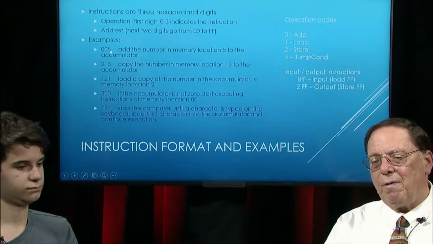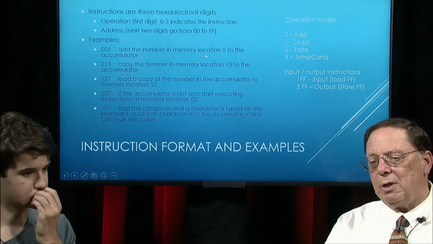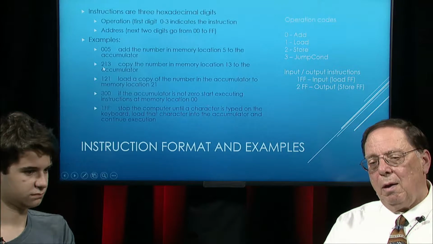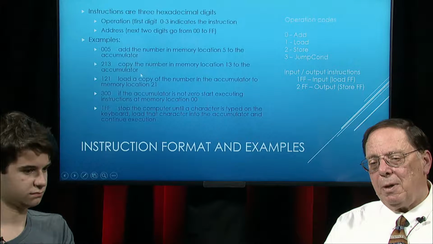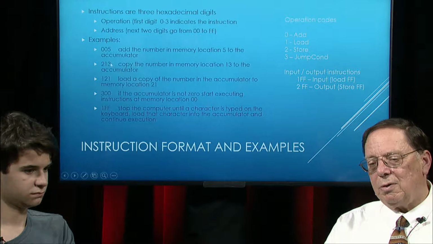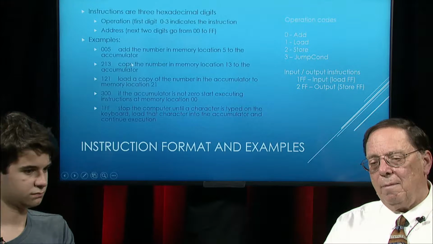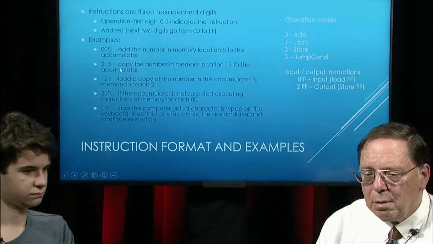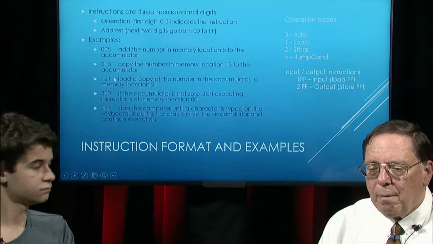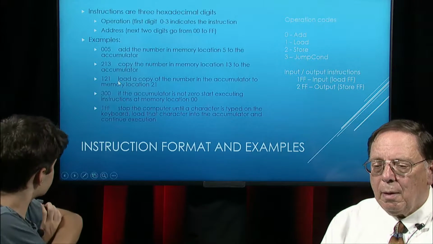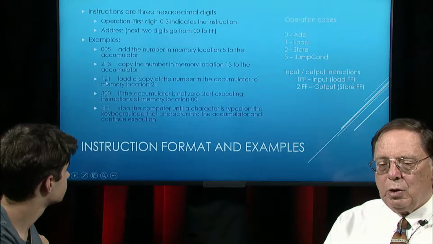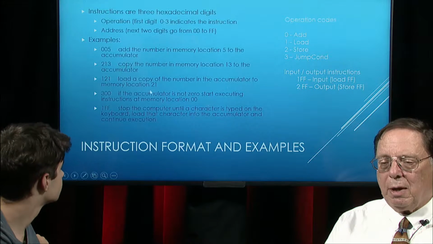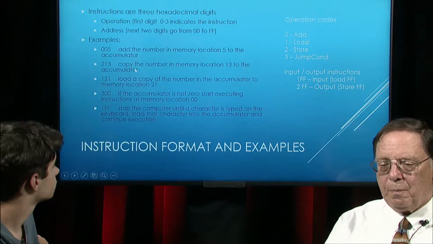Here's some examples. 005 would say, add the number that's in memory location 5 to the accumulator. 231 says, copy the number that's in memory location 13 to the accumulator. 212 would say, load a copy of the number that's in the accumulator to memory location 21.